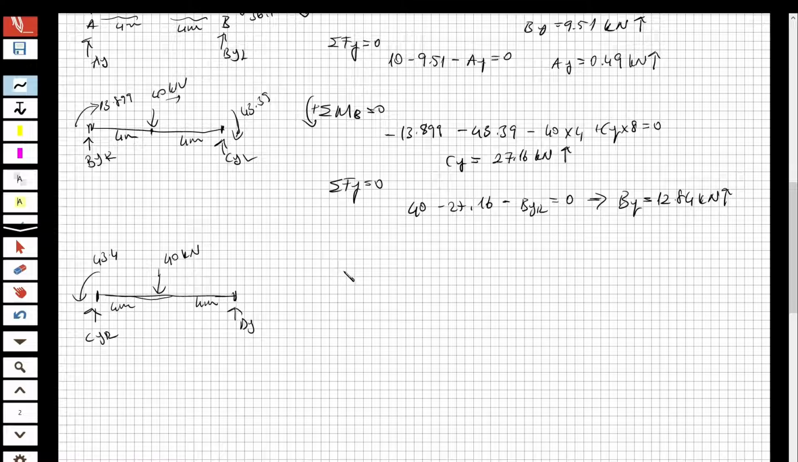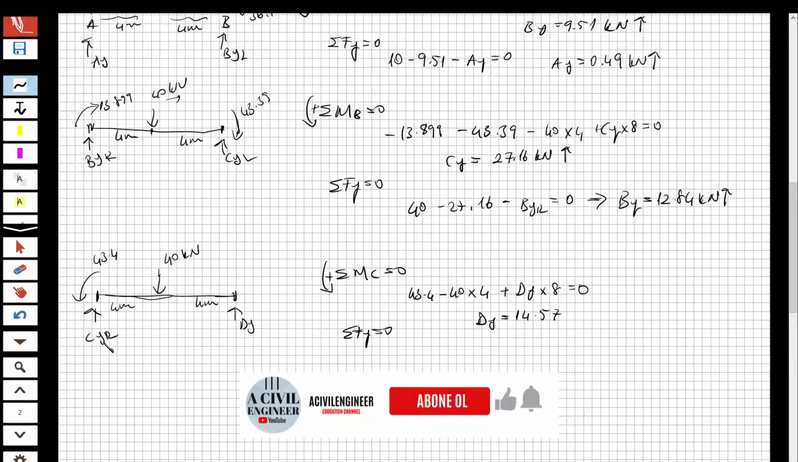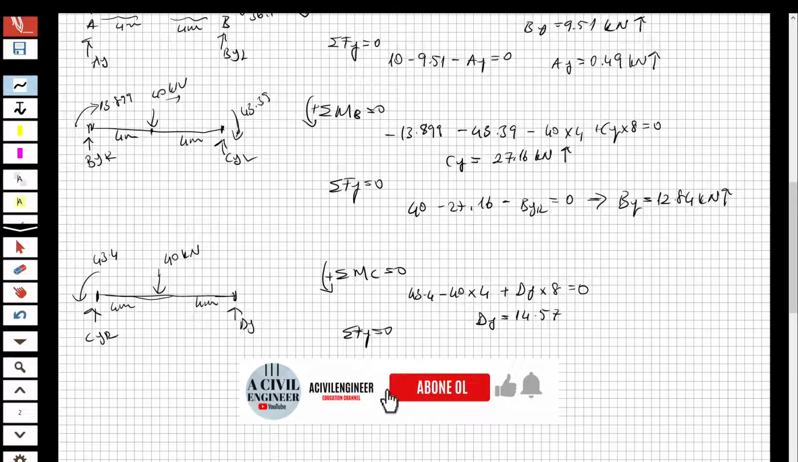Okay. So total moment with respect to C is equal to 0. And 43.4 minus 40 multiplied by 4 plus Dy multiplied by 8 is equal to 0. And from here, I'm going to obtain Dy equal to 14.57. And from the total Fy equal to 0 equation, I'm now going to obtain the Cy also.